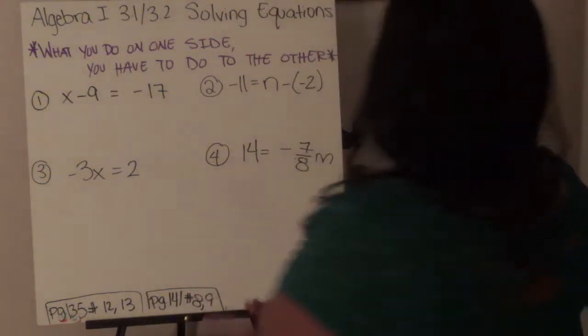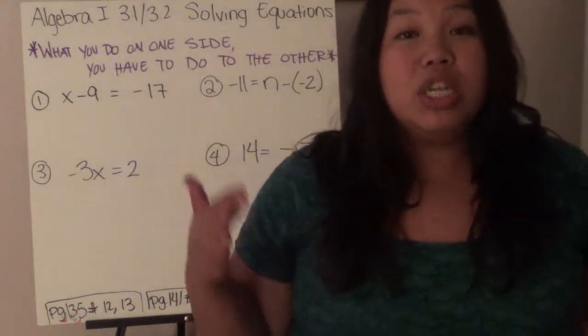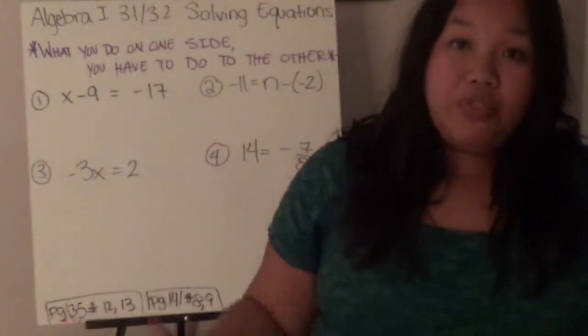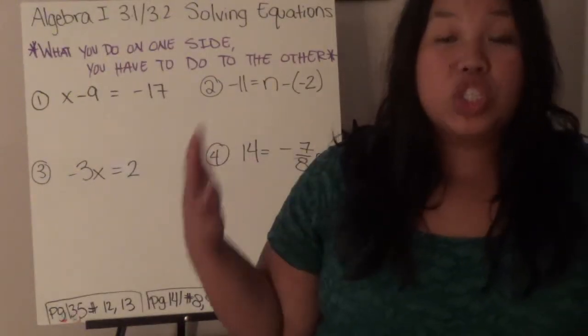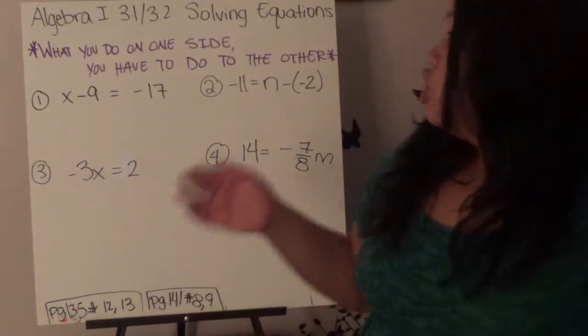Algebra 1, Section 3.1 and 3.2, Solving Equations. In this chapter, we're dealing with equations that have equal signs on them. Instead of just simplifying equations, we're actually going to be solving for x. We're going to find the unknown variable. And we're going to start with the basics.